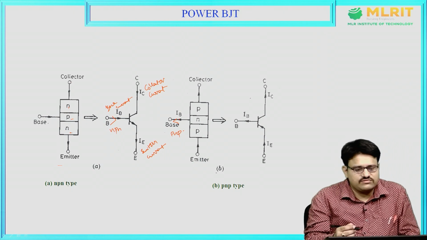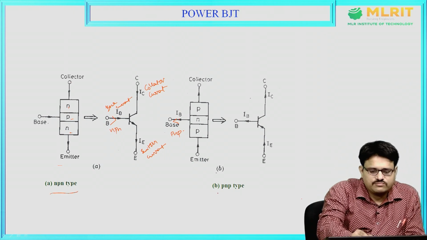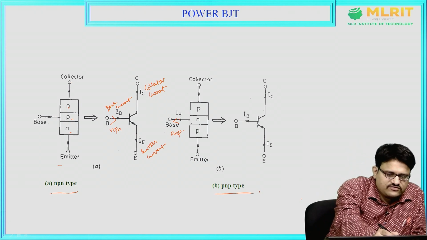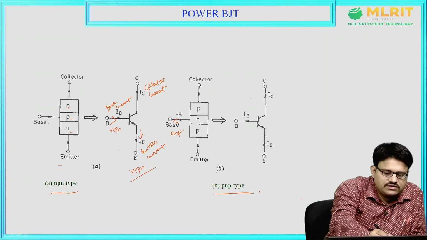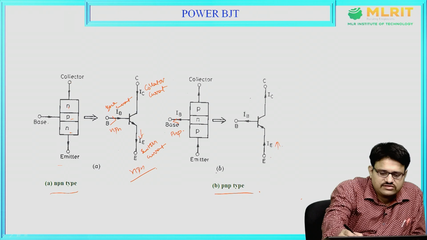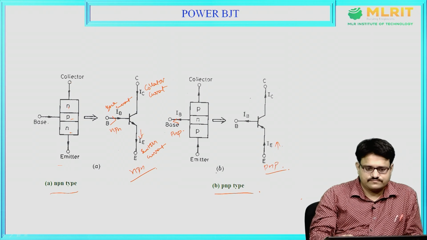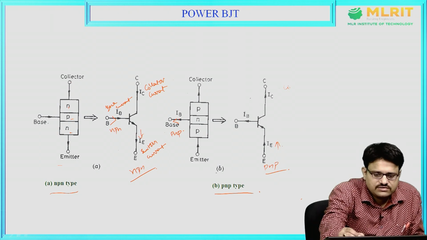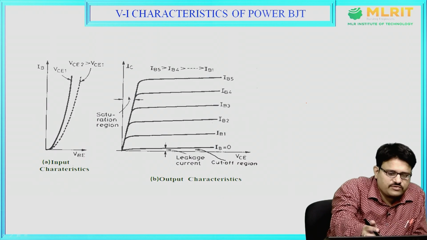So here as we see, this is NPN type and this is PNP type. Based on the direction of current, the emitter current is like this in NPN, and the emitter current direction is like this in case of PNP, as we see the difference here. This is the circuit symbol of the BJT.